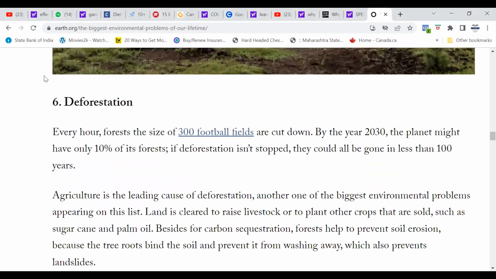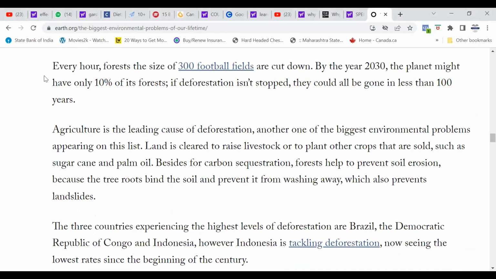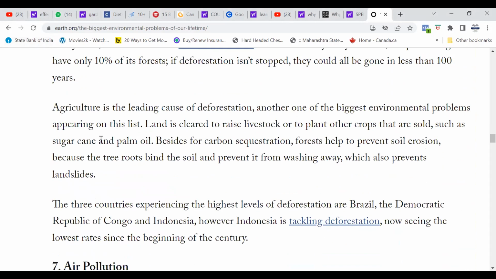All right. Deforestation. We're talking of one of the biggest environmental problems appearing on this. Leading cause of deforestation: agriculture. Why are we cutting trees? So that we get more land for agriculture. Land is also cleared for livestock, animals. Okay. Besides, for carbon sequestration.